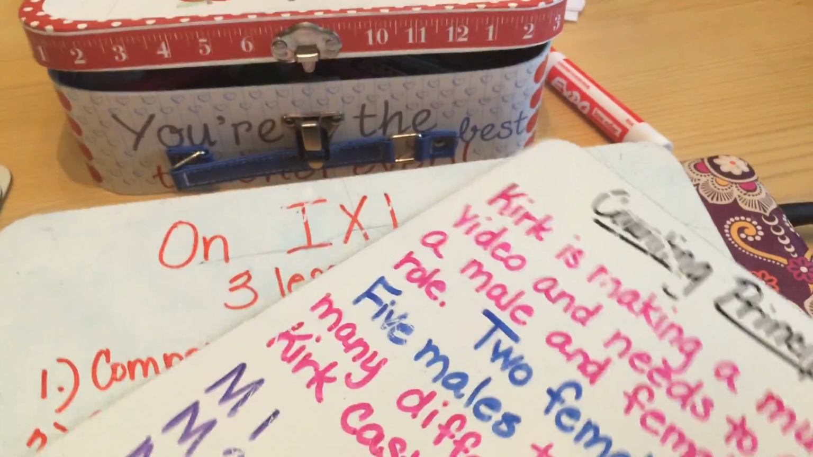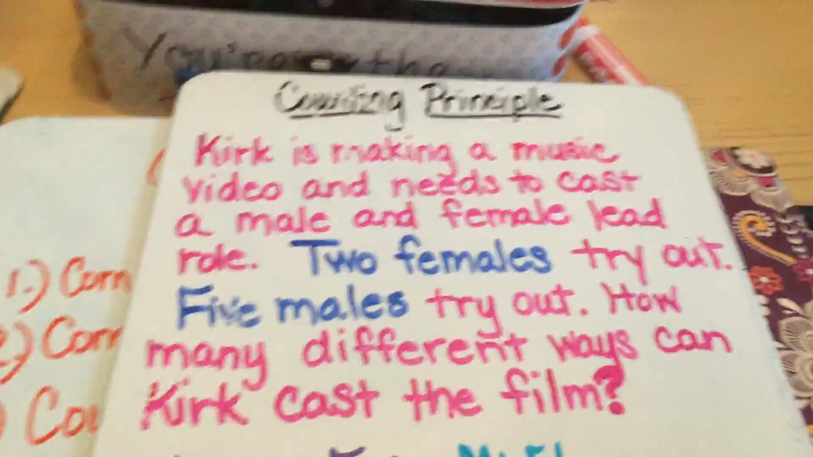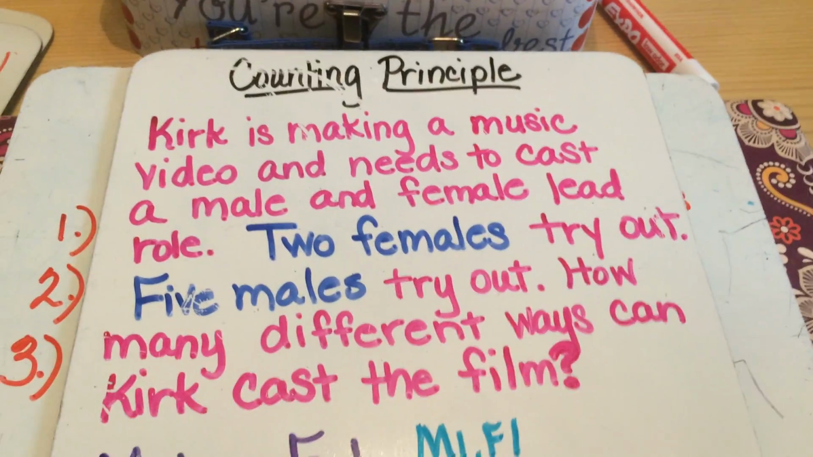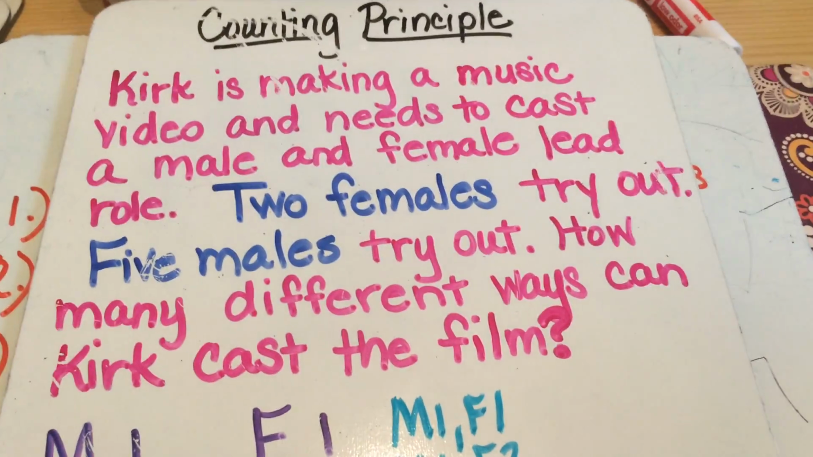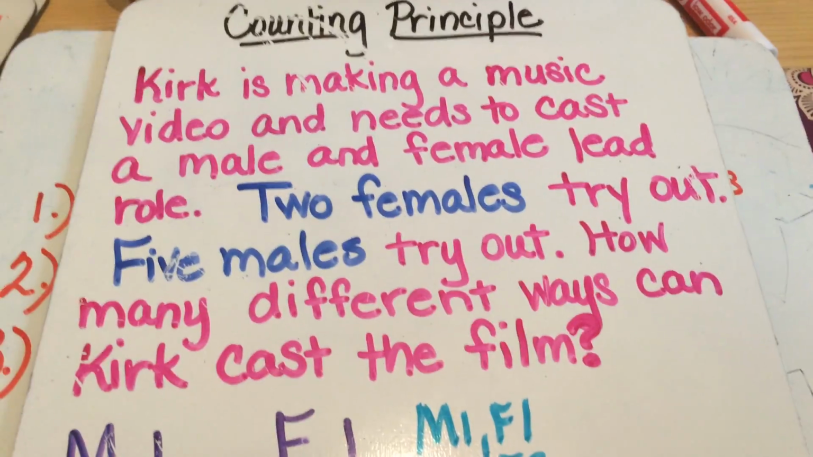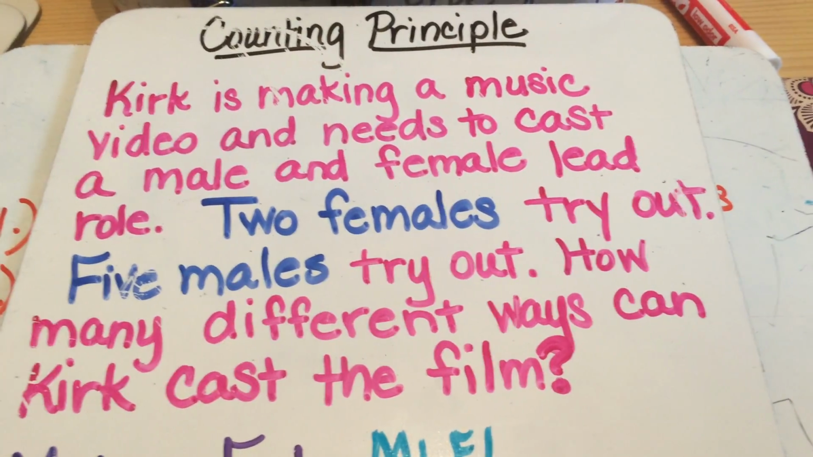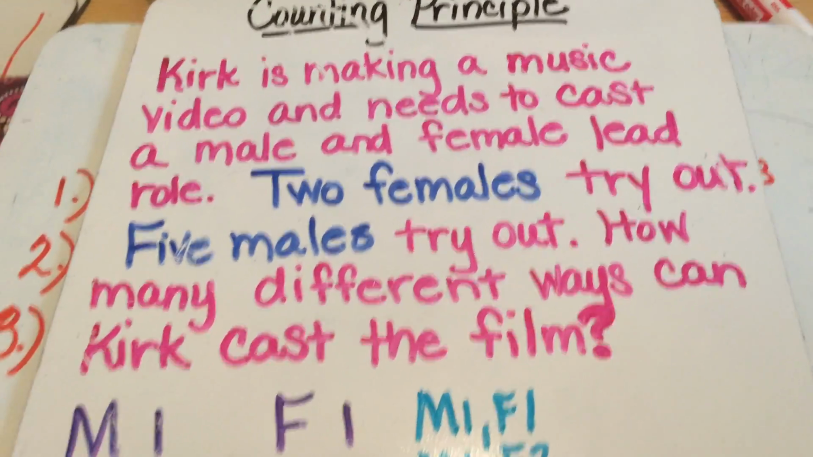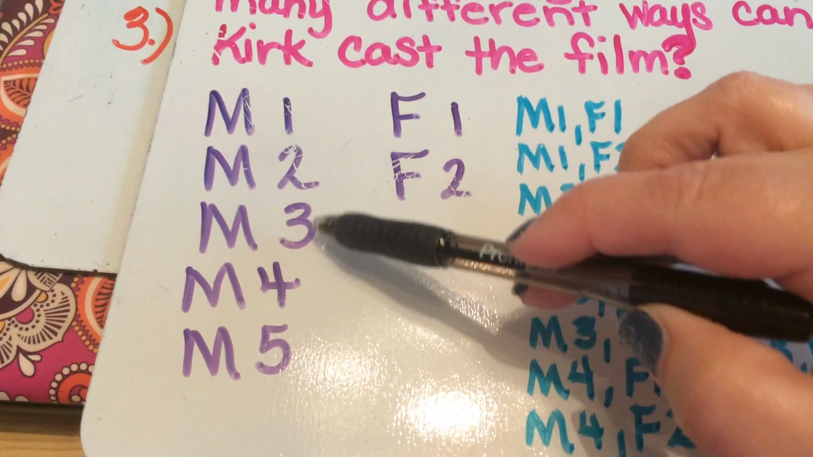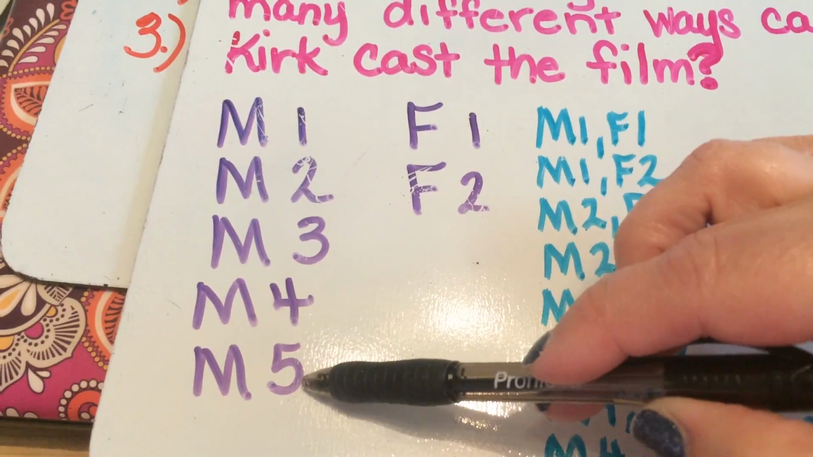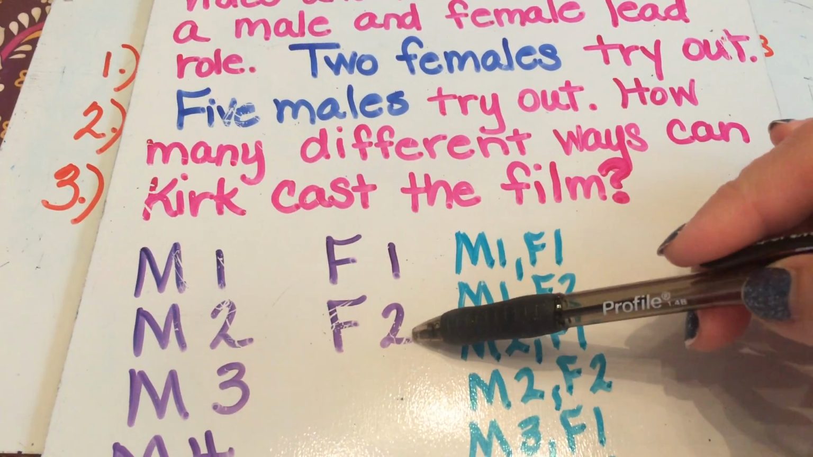And finally, we're going to talk about counting principle. Counting principle has a word problem with it, so let's read that. Kirk is making a music video, and he needs to cast a male and female lead. 2 females try out, and 5 males try out. How many different ways can Kirk cast the film? Well, you've got 5 males. So you've got male 1, male 2, male 3, male 4, and male 5. And you've got 2 females, female 1 and female 2.